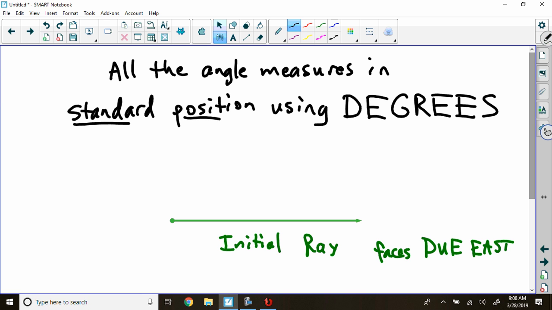Anyway, due east. So if you think about the compass, there's an N that stands for north. So south is under north, and east is over here, and west is over here. So the initial ray has to face due east.